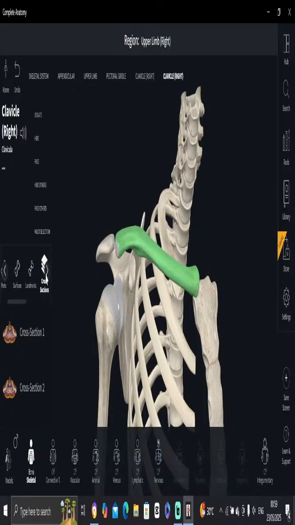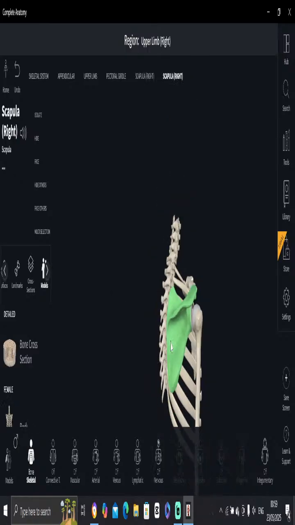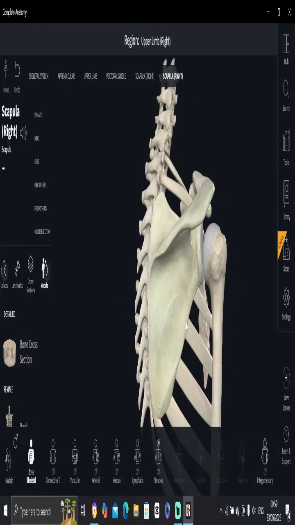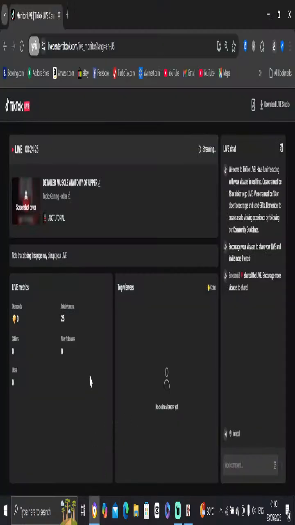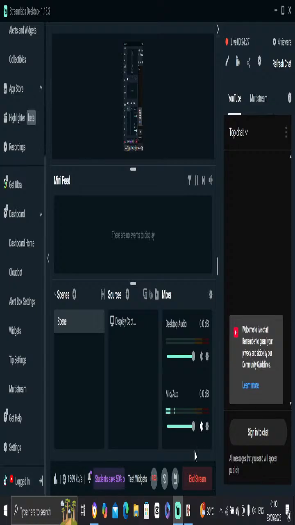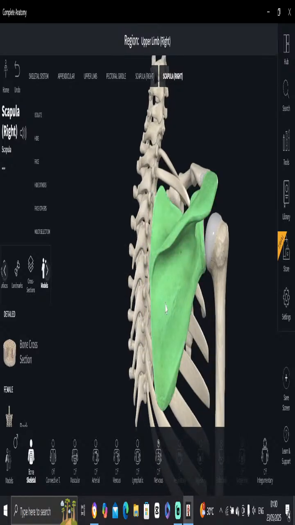So the next bone we'll talk about will be, of course, the one I've been talking about this morning, mixing up with the clavicle. We have the scapula. So we'll talk about the scapula.